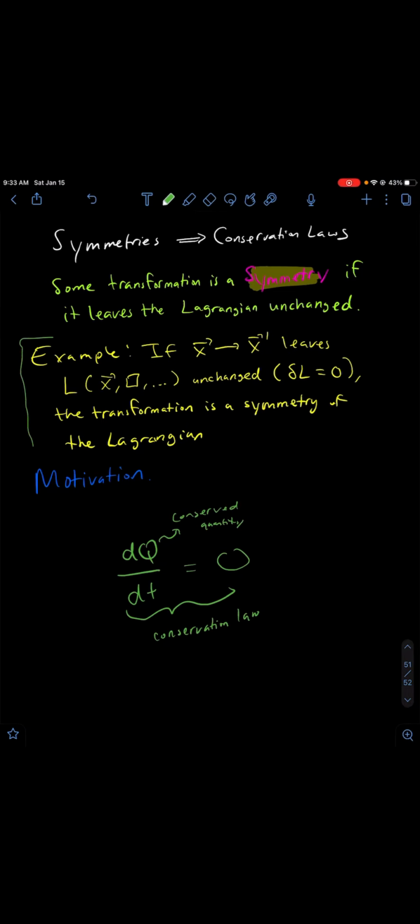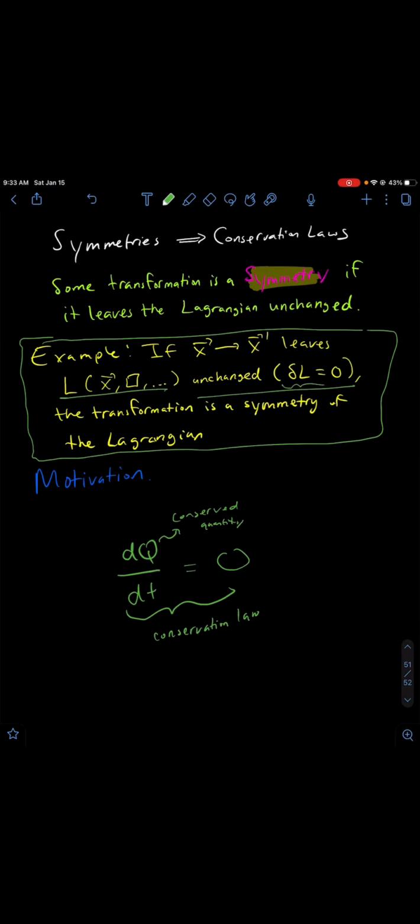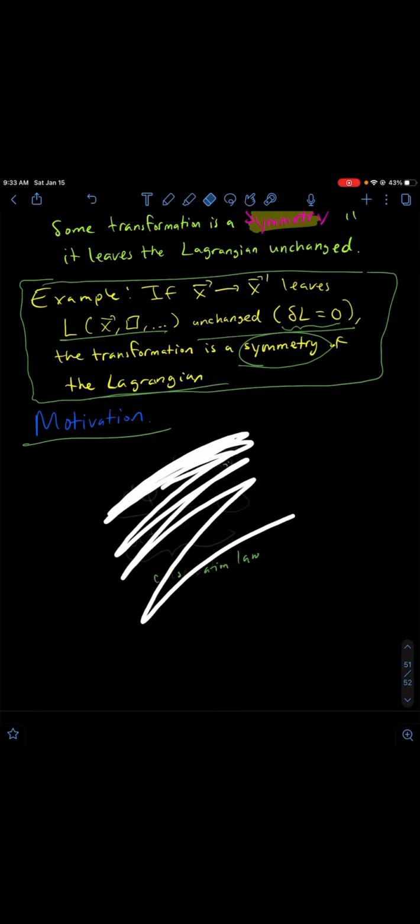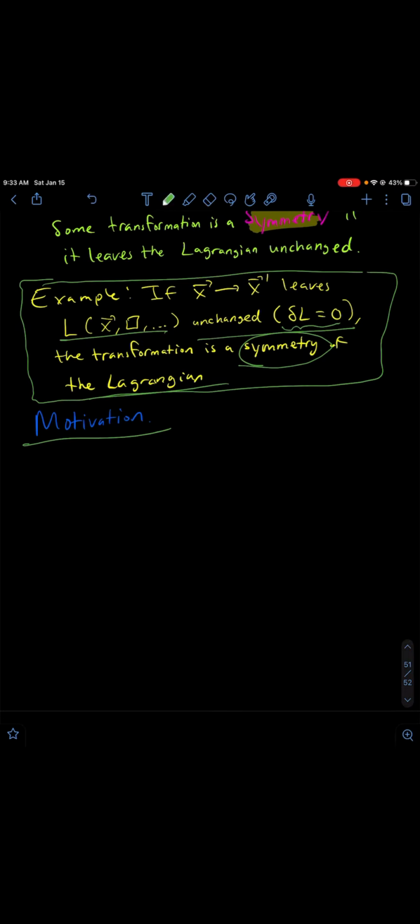And here is just some example that you might be interested in. It just says that, say, if we have x to x prime, and it leaves the Lagrangian unchanged, which means that delta L is 0, we have a symmetry of the Lagrangian. And there is some motivation behind why we call it a symmetry. So, say we have some square, right? We have some red square. Now we can rotate the square by 90 degrees, and it looks the same, right? We changed the square. We technically just rotated it by 90 degrees, but it looks the same.